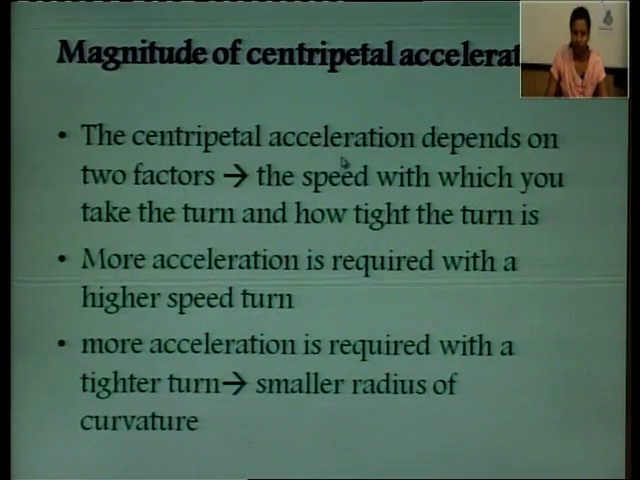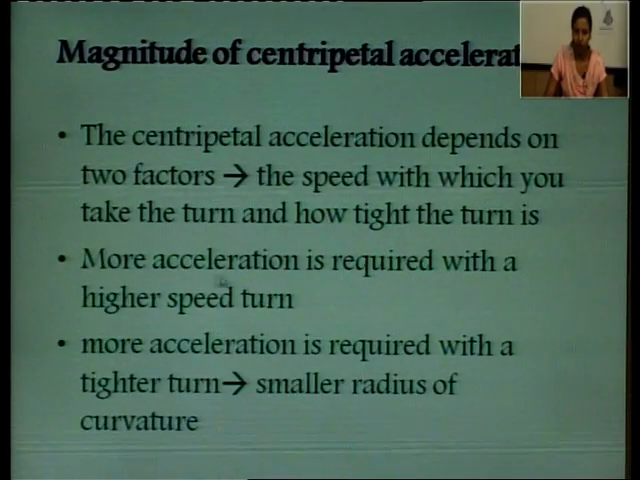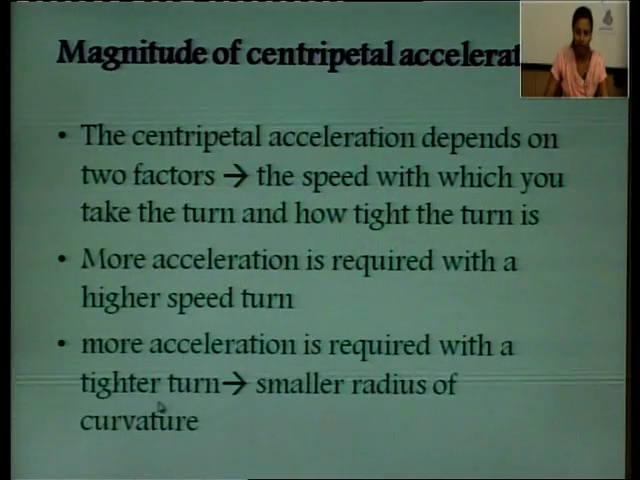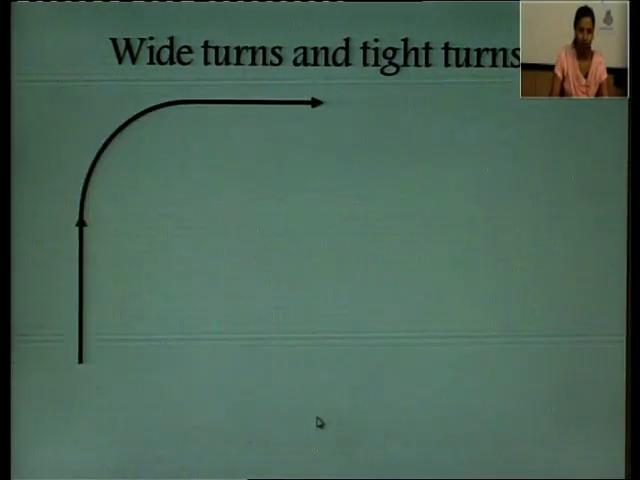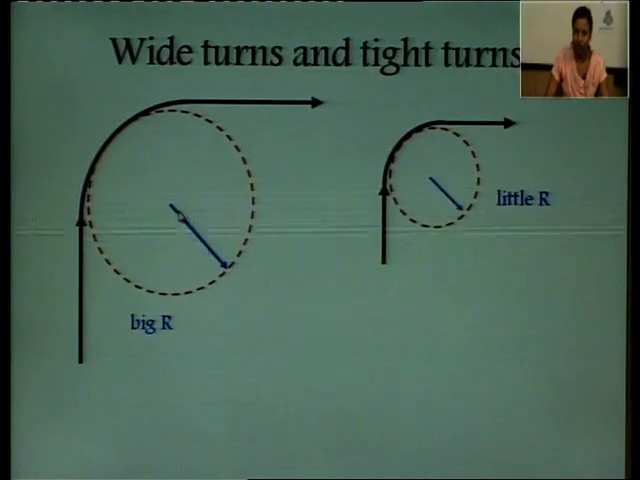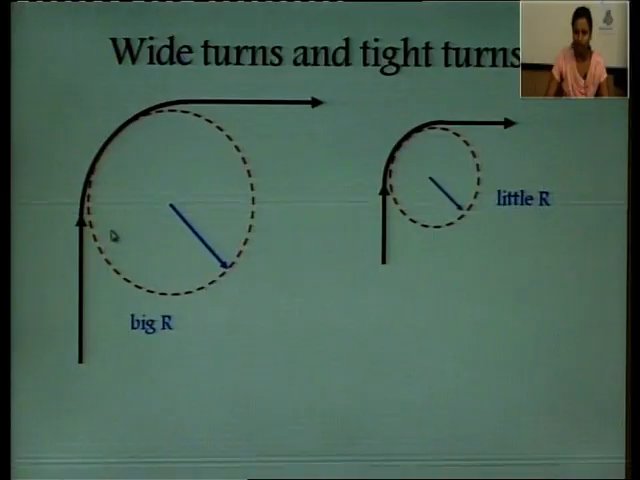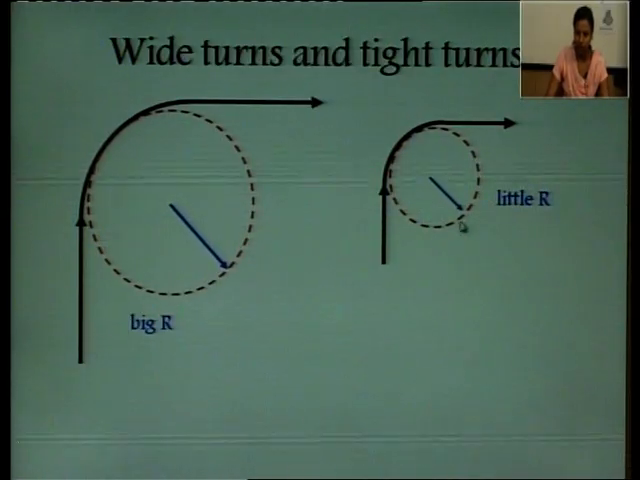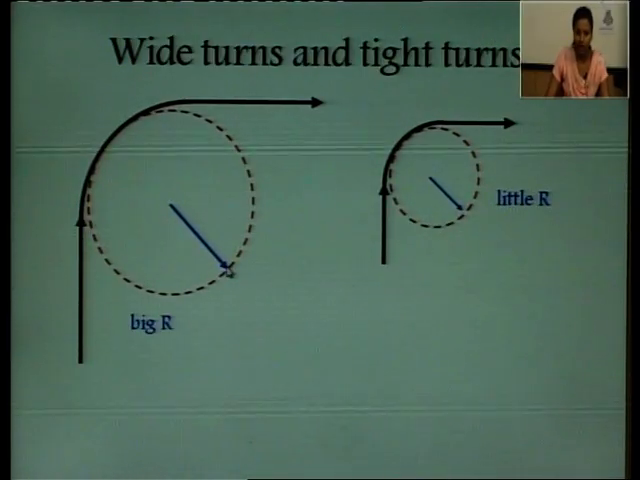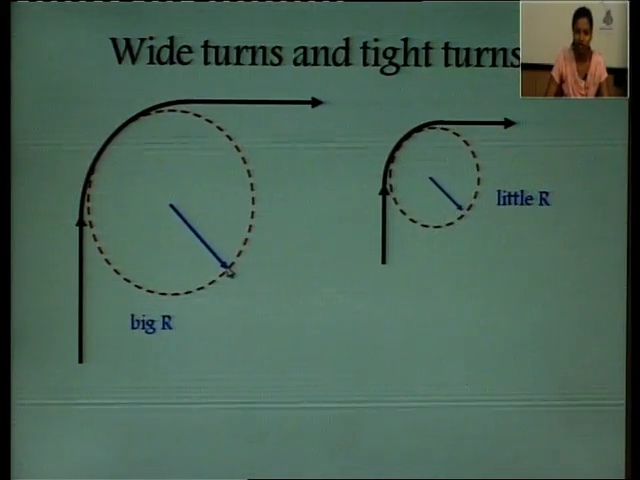So now we will conclude. Centripetal acceleration depends upon two factors, speed and the radius. So more acceleration is required for a high speed turn and more acceleration is required for a tight turn, that is, small radius of curvature. Now if a body is moving like this with bigger radius, then centripetal acceleration is less here as compared to this case, because if r is less then acceleration is more. If r is more then acceleration is less. ac is equal to v square upon r.